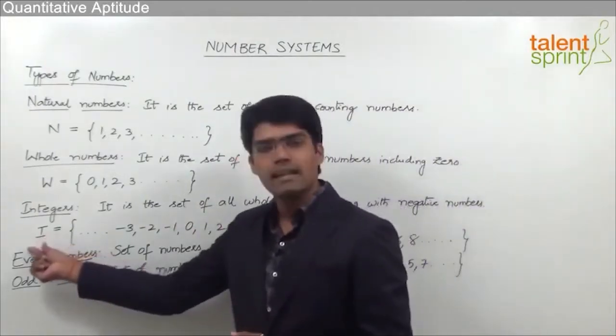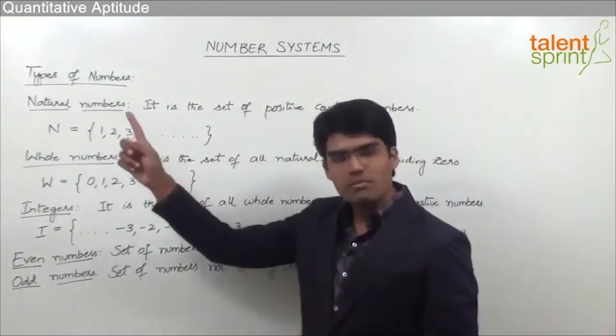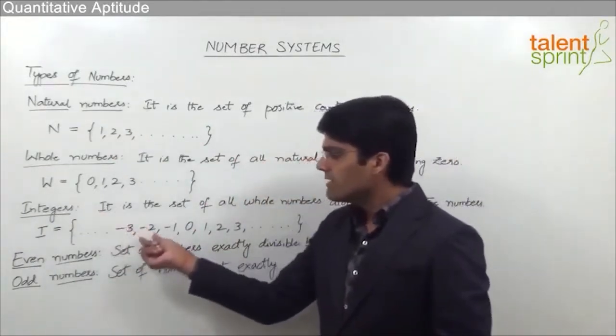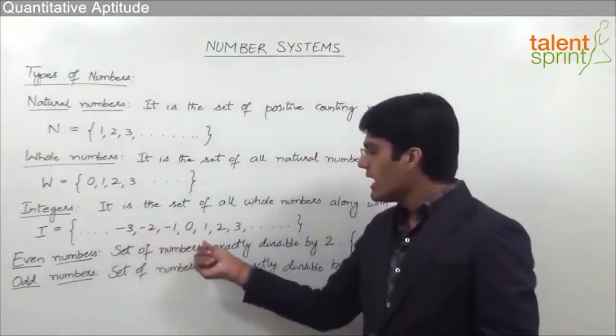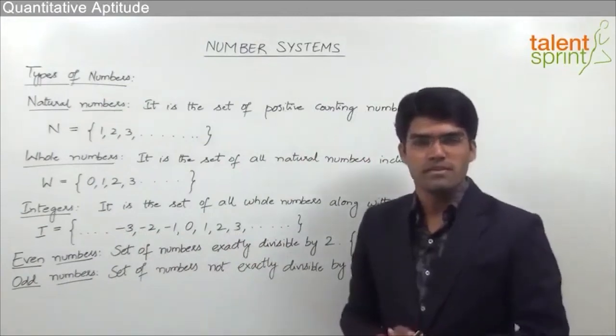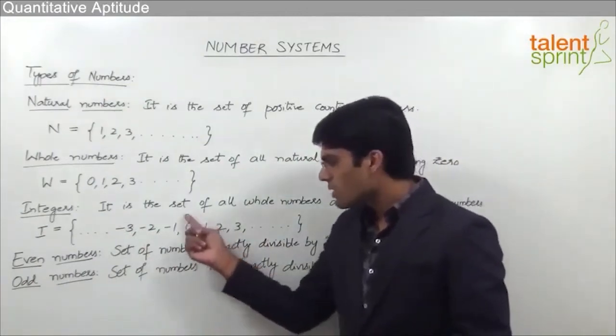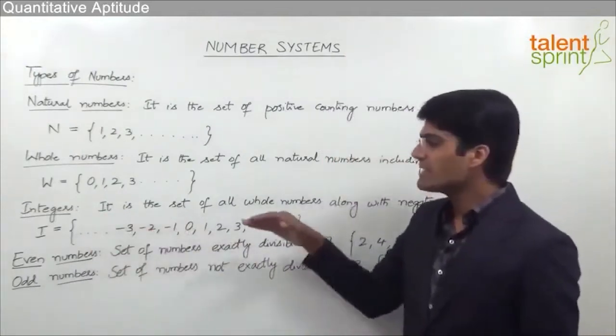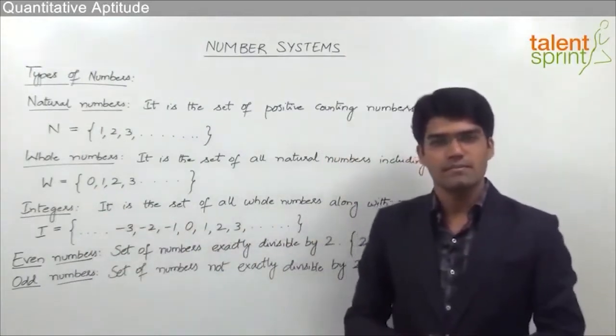Generally denoted by the letter I, this set consists of the numbers starting from negative infinity and then coming up like -3, -2, -1, 0, and then positive integers 1, 2, 3 and so on up to infinity. So as you can see, it is a set which has got all the whole numbers along with the negative numbers. So all such numbers are referred to as integers.